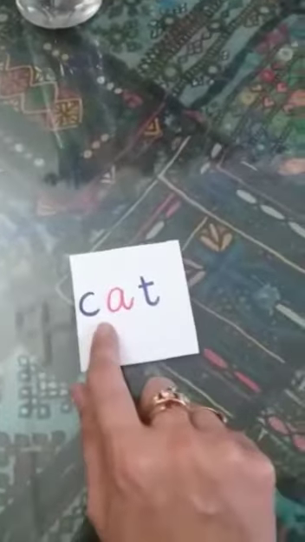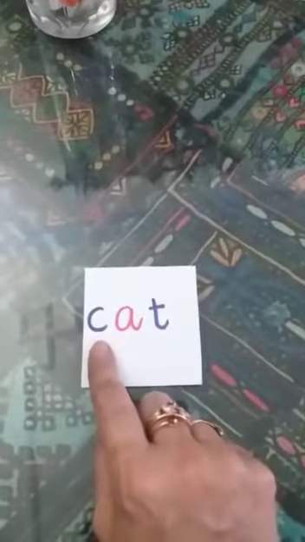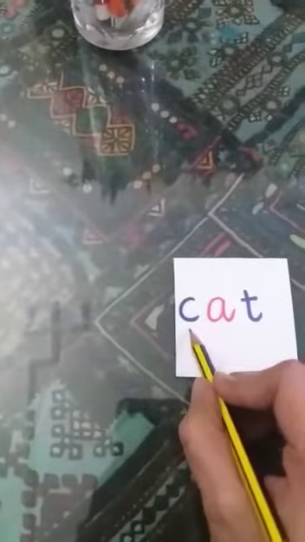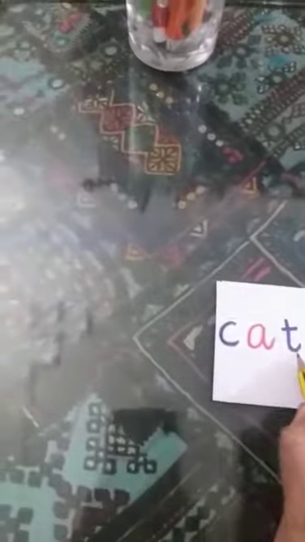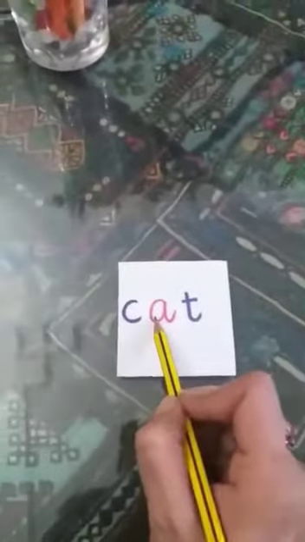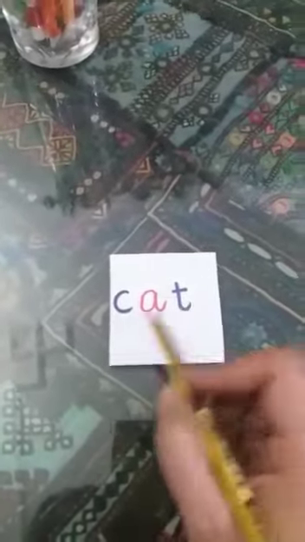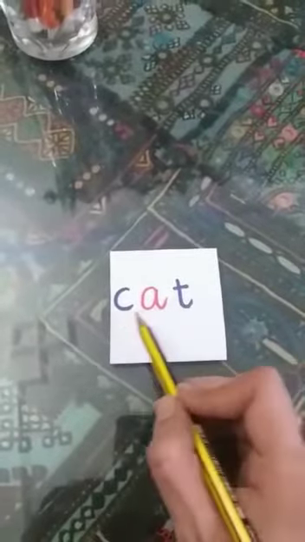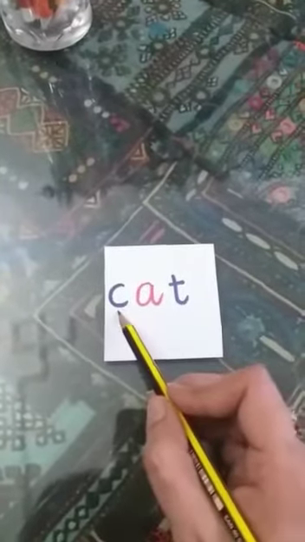Can you tell me what is this? It's cat. Okay, come over here. Turn over the page. Look, here I wrote the letters, the sounds of cat. K, a, t, cat. What is the sound?